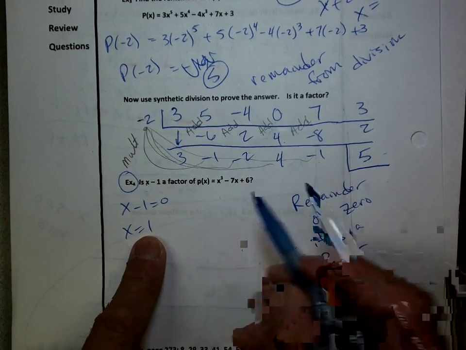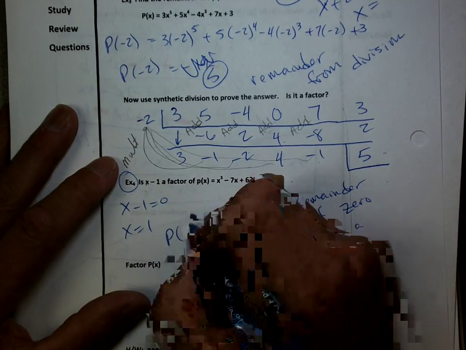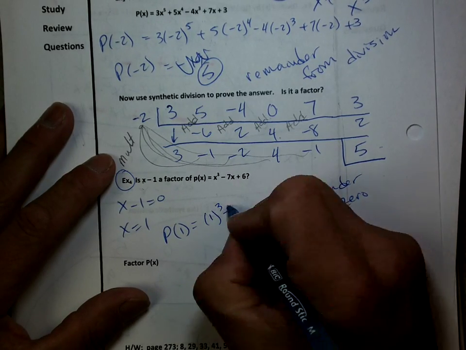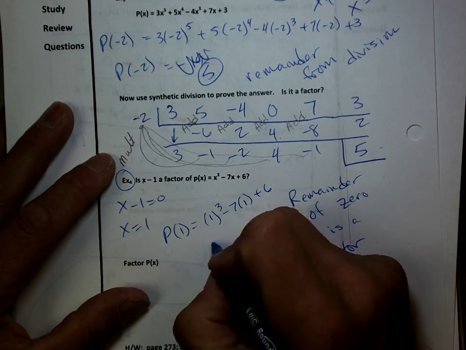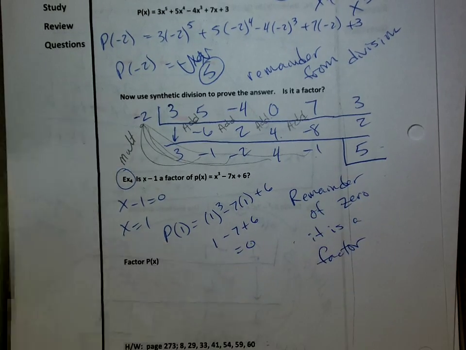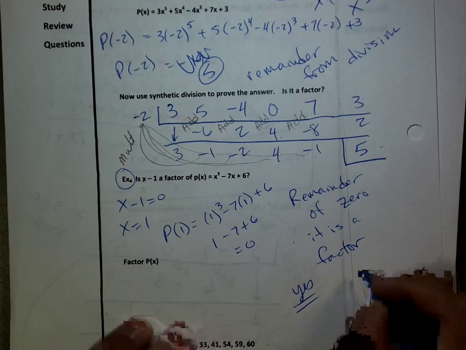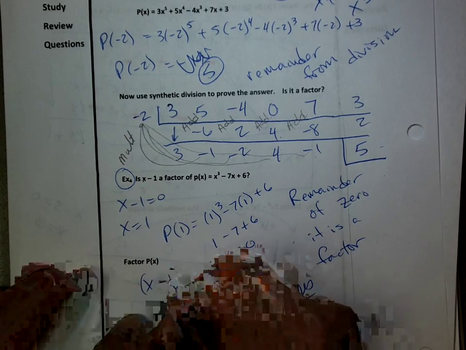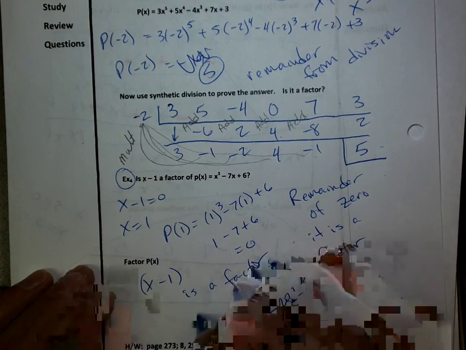So if I plug in 1, I'm going to go p of 1. Plug it in, I'll go, 1 cubed minus 7 times 1 plus 6. I can do this one actually without a calculator. Pretty sure 1 minus 7 plus 6, and sure enough, it equals 0. Okay, so yes, we know that x minus 1 is a factor. Okay?